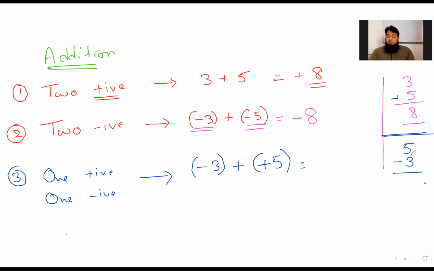Okay, without taking signs into consideration, 5 minus 3 is 2. So 2 will be the answer. See here, two numbers. You have taken 5 and 3. Which is the larger number? 5. So therefore, what is the sign of 5? Positive. So therefore, the answer is plus 2.